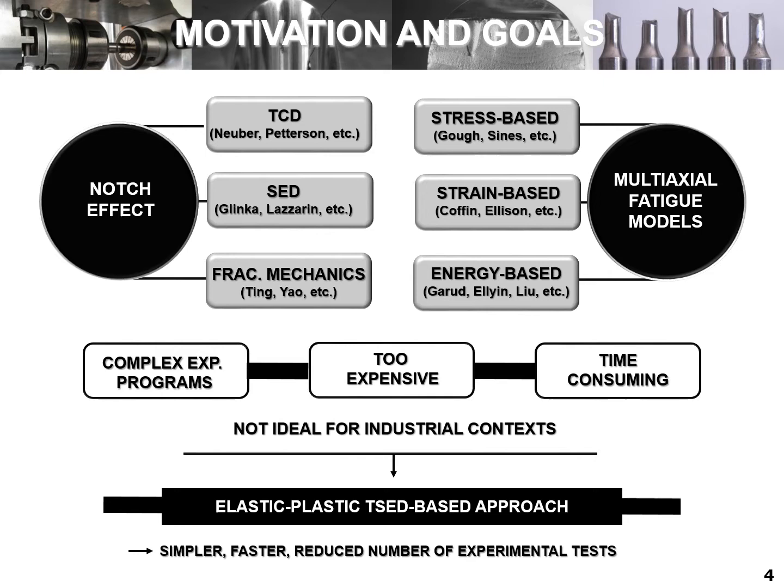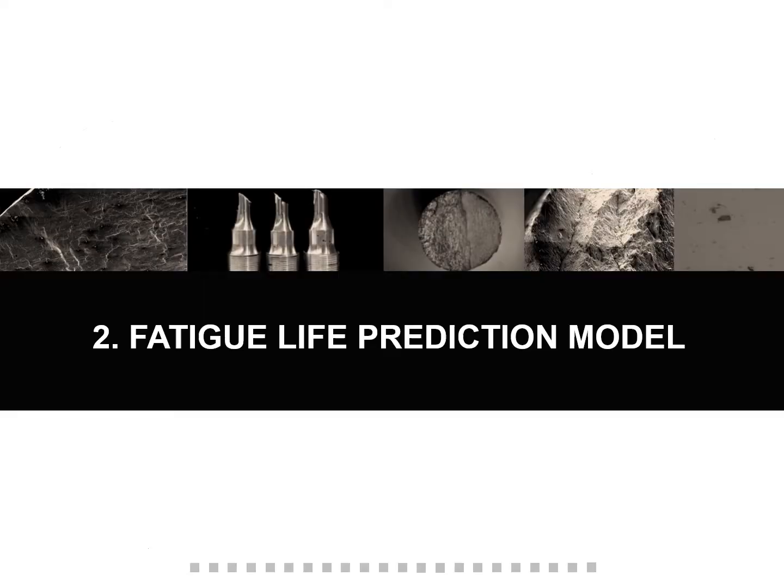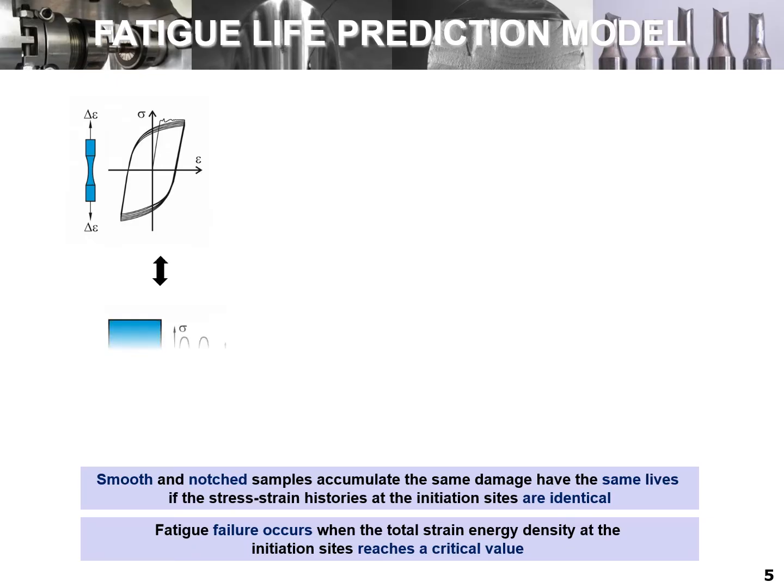We propose a simpler approach based on the total strain energy density concept that allows a rapid fatigue life evaluation from a limited number of tests, more specifically, 2 tests. The model is based on 2 premises. 1. Smooth and notched samples accumulate the same damage and have the same lives if the stress-strain histories at the initiation sites are identical. And 2. Fatigue failure occurs when the total strain energy density at the initiation site reaches a critical value.